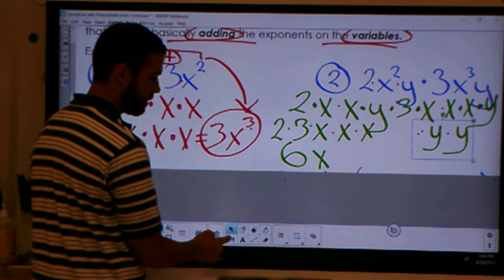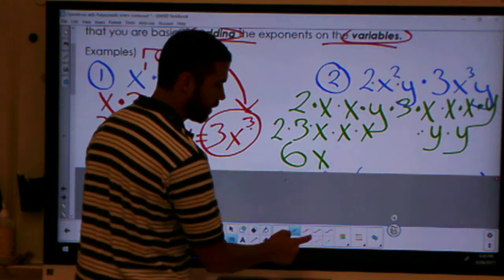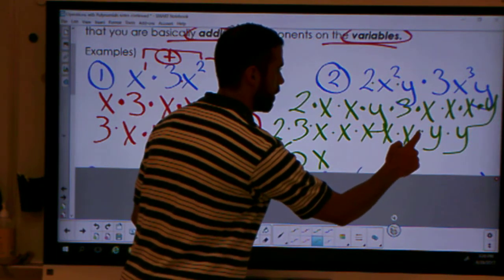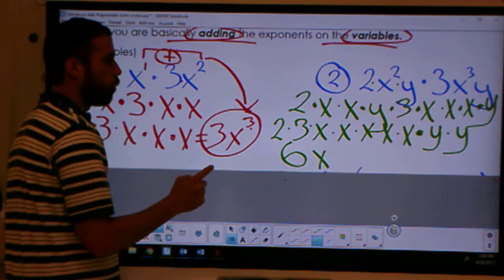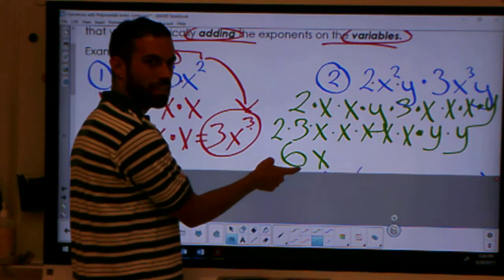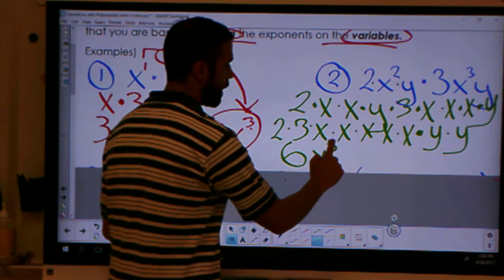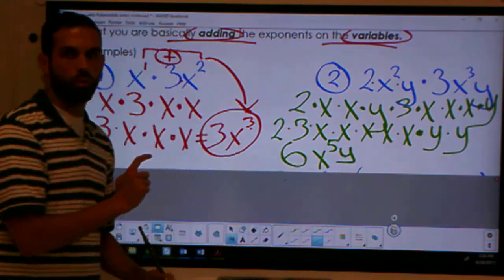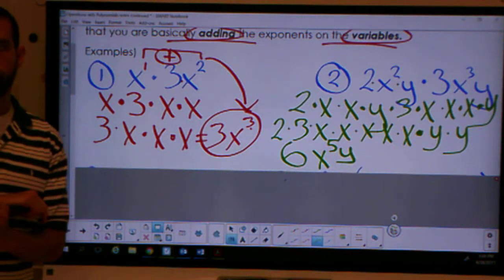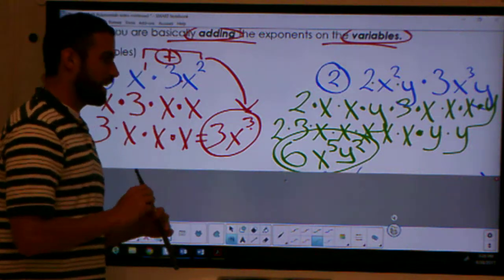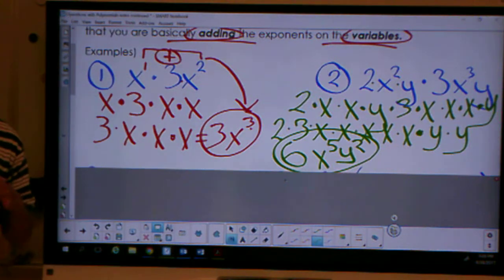X's there, fix that dot. Alright, here we go. What will be the exponent on that x? Let me get a hand raised. Mallory. 5 is correct. And then what's going to be with the y's? Brooke. 2. So 6x^5y squared would be the final answer.